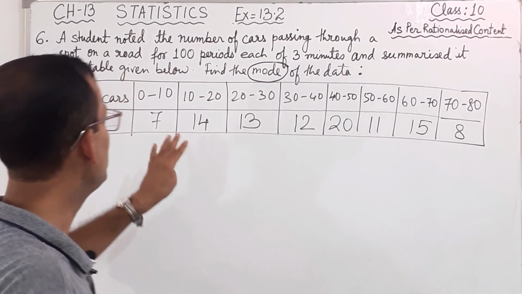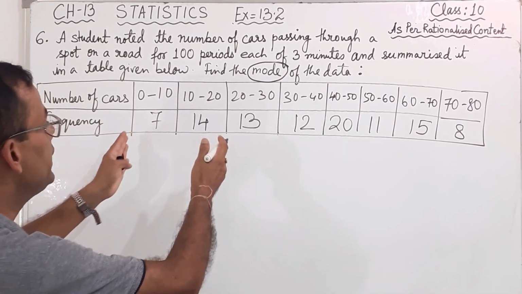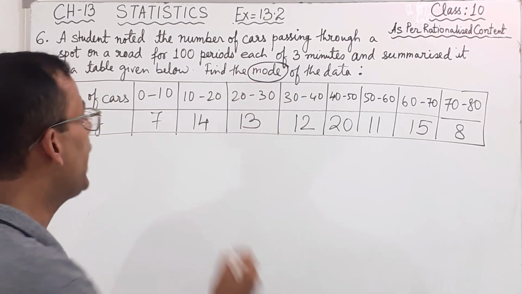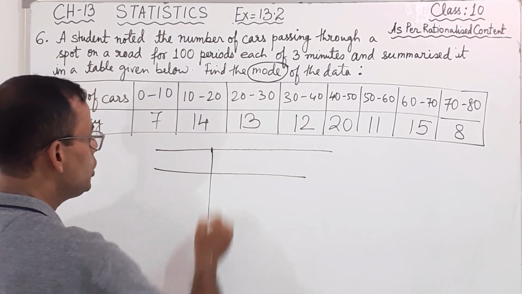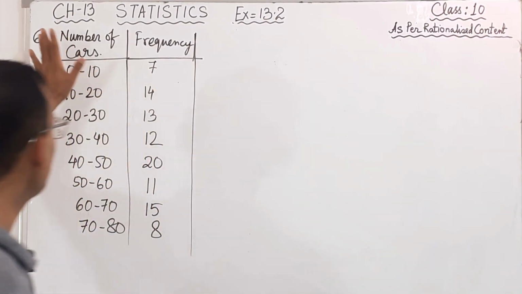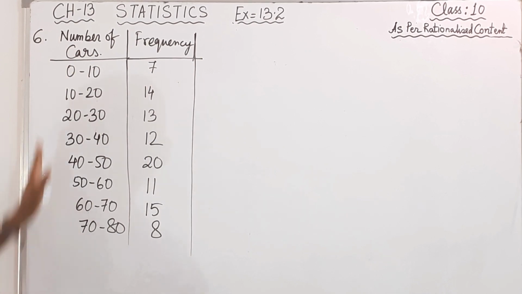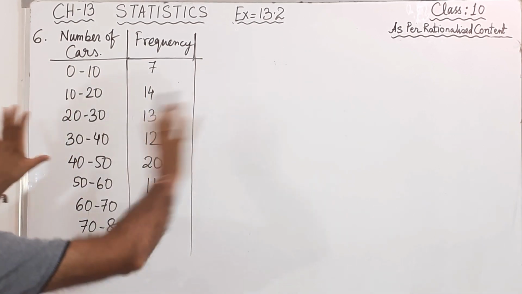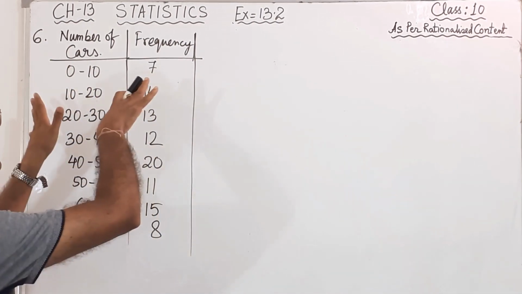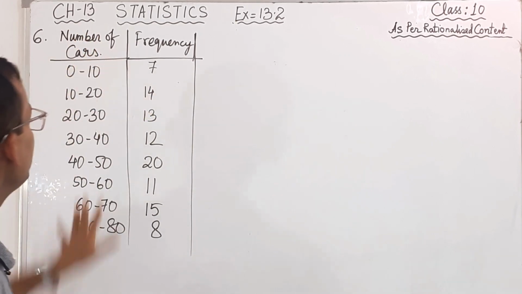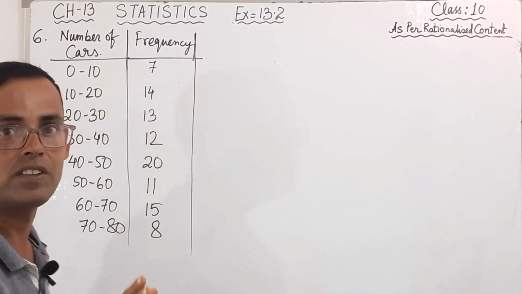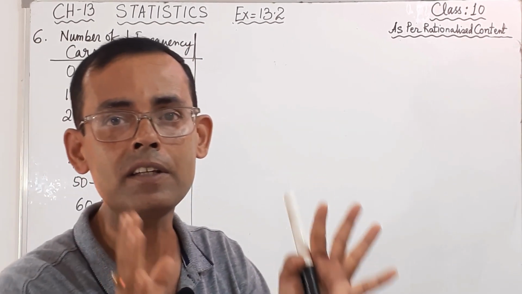So let us find out the mode. This chart is given in 2 rows and several columns, and we will convert it and write it in 2 columns and several rows. Okay. Now class 10 students, I have written the 2 columns with several rows. Now what is our first duty? To find out the maximum frequency. And maximum frequency is what?